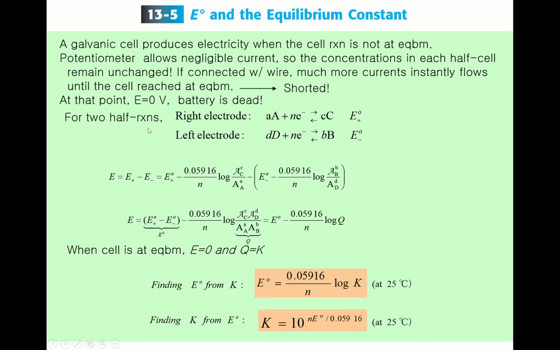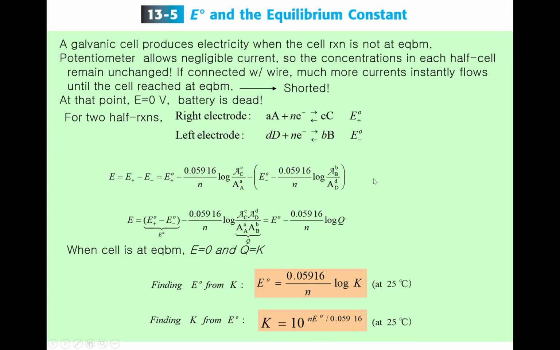Let's consider two half reactions. At the right electrode, this reaction takes place, and the left electrode is the anode and the right electrode is the cathode, and at the anode, this reaction takes place. For convenience, we all the time consider the reaction in a reduction form. Later on we will subtract E minus 0 from E plus 0. So don't worry.